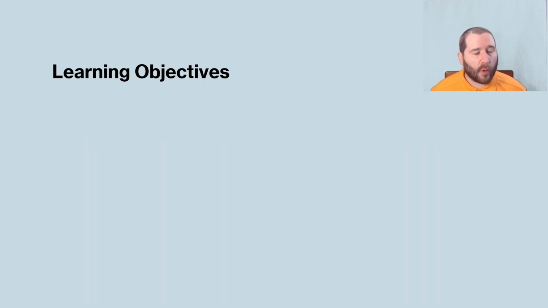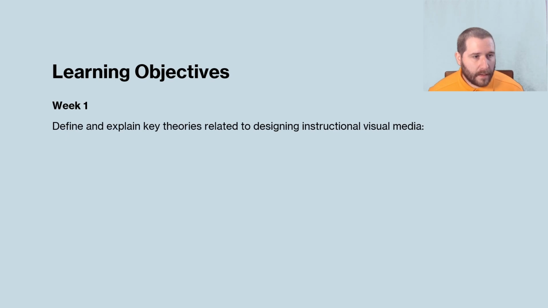Now, to reach our course goals, there are some learning objectives that we're looking to hit along the way. Since this is a 5-week summer course, I've split up the objectives over the 5 weeks. In week 1, we're really going to focus on the background theory that has to do with visual media. And I would like you to be able to define and explain key theories related to designing this instructional media.